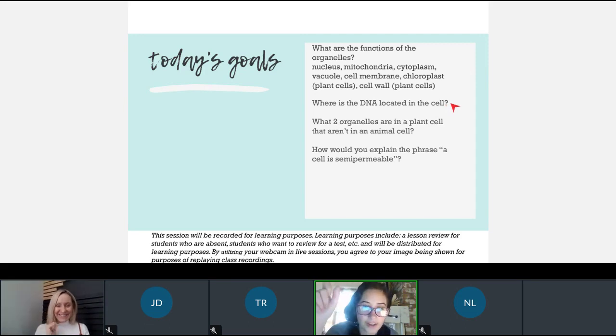Where is the DNA located in the cell? What two organelles are in a plant cell that aren't in an animal cell? And how can you explain why a cell membrane is semi-permeable?